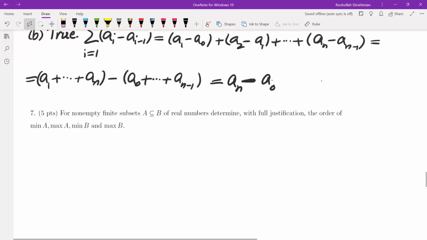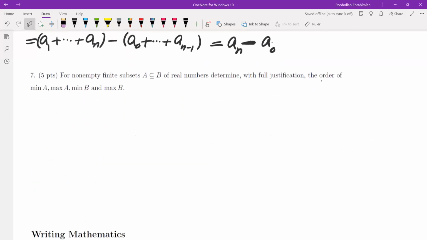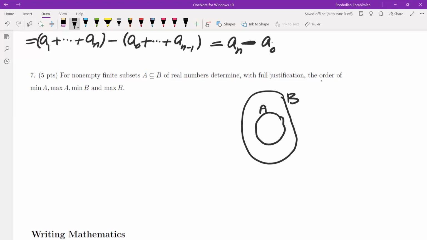Okay, so we're going to move on to the last problem of this diagnostic test. So they told us that if you take two sets, set A, I'm going to look at the Venn diagram of this, and set B, set A, which is inside set B, then compare minimum of A, maximum of A, minimum of B, and maximum of B. So if you look at minimum of B, it could be here, which would mean minimum of B would be more than everything in A.